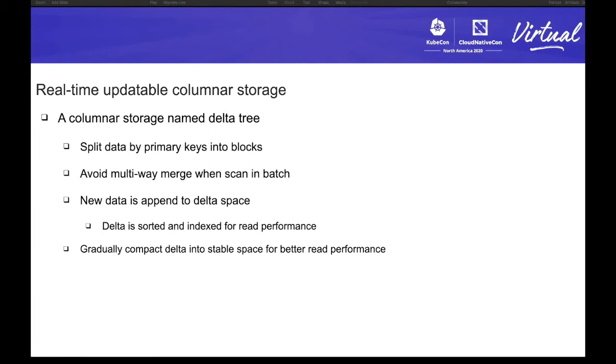Next, I'll talk about how we do real-time updatable columnar storage. We designed the columnar storage named the Delta Tree. The key idea is that we split the data by primary keys into blocks. The design goal of the Delta Tree is to avoid multi-way merge when we scan in batch. When new data arrives, the data is appended to the delta space. To optimize for read performance, the delta space is sorted and indexed. Periodically, the delta space is compacted into the stable space for better read performance.